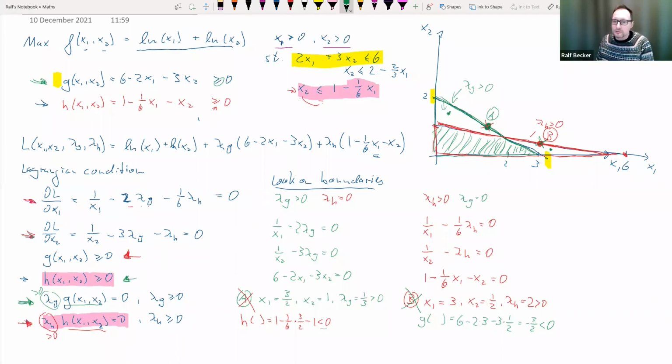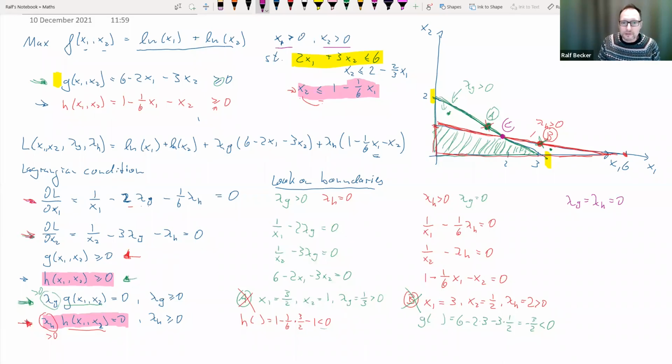Well, it turns out there was actually one point we haven't looked at. And that point, which color am I going to use? Purple. Okay, that point is this point, the intersection. Let me call that point C, because at that point C, it's not only that lambda G is equal to 0, but also lambda H is equal to 0.